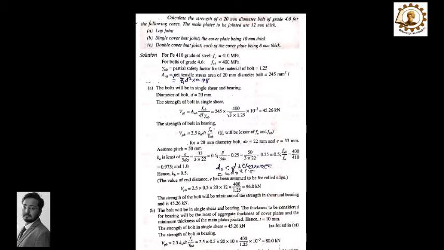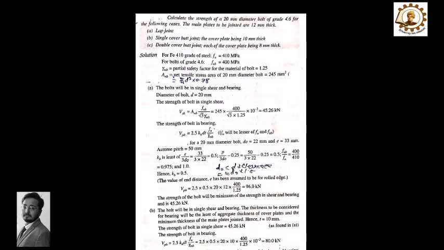Now the cases are: first, lap joint; second, single cover butt joint, the cover plate being 10 mm thick; third, double cover butt joint, each of the cover plates being 8 mm thick. So there are three cases. In this problem, we have to find out the strength of the bolt.